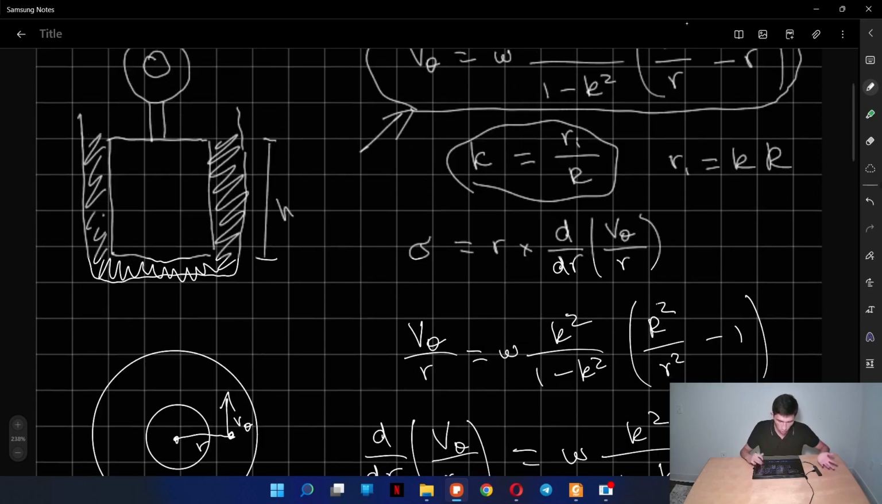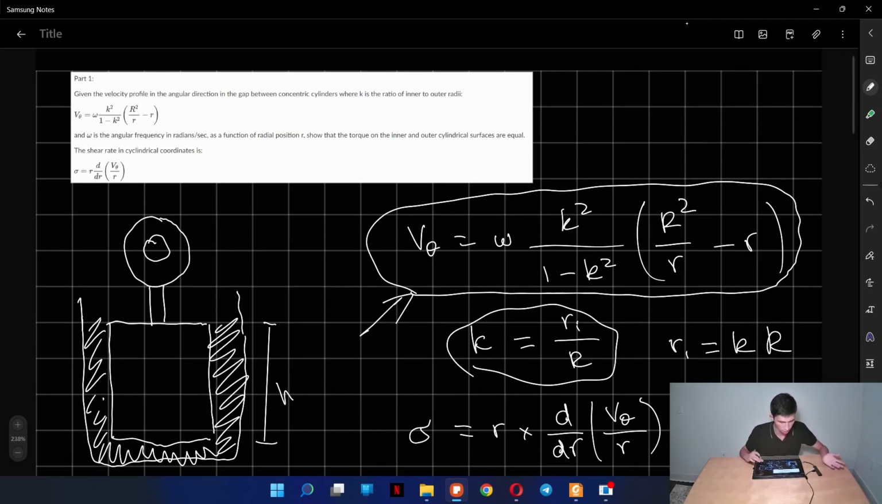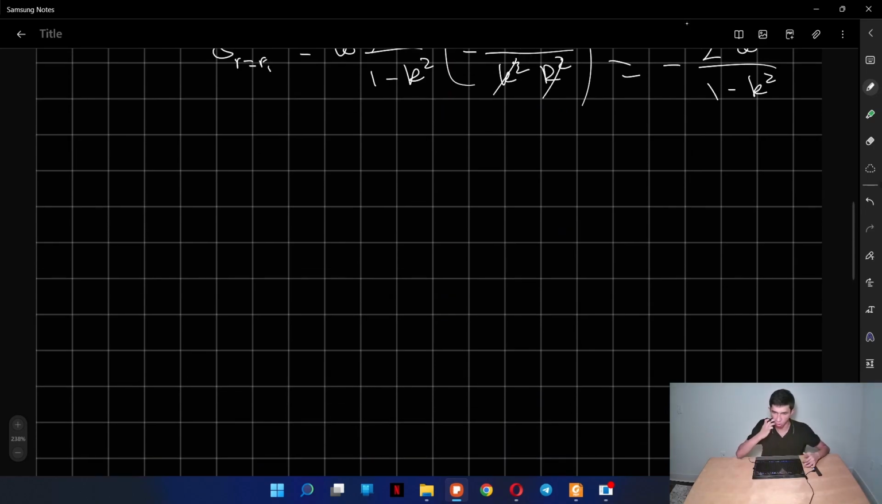So in the question we are asked to find the torque, right? So what is our torque? The torque is going to be, if we consider the torque at the inner radius, just force times inner radius.